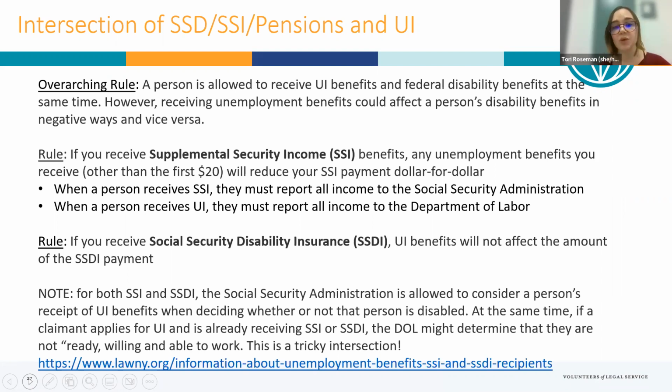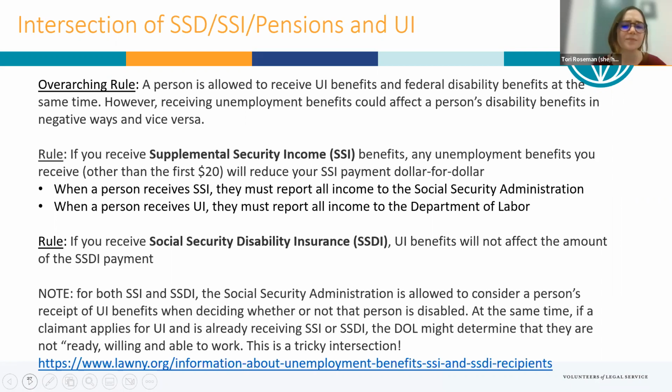So if you do receive Supplemental Security Income, or SSI, benefits, any unemployment benefits that you receive other than that first $20 will reduce your SSI payment dollar for dollar. When someone is receiving SSI, they have to report all of their income to the Social Security Administration, which may include unemployment insurance. Similarly, when a person receives unemployment insurance, they have to report all income to the Department of Labor. So it's very important that if a claimant is collecting SSI, they report it to the Department of Labor, and similarly that they report that they're collecting from the Department of Labor to the Social Security Administration.